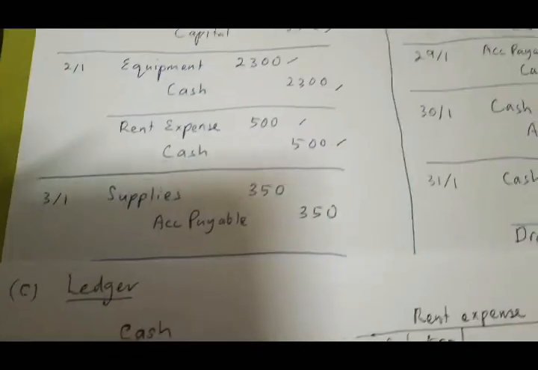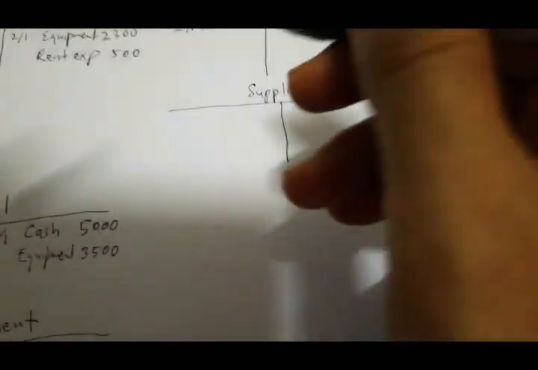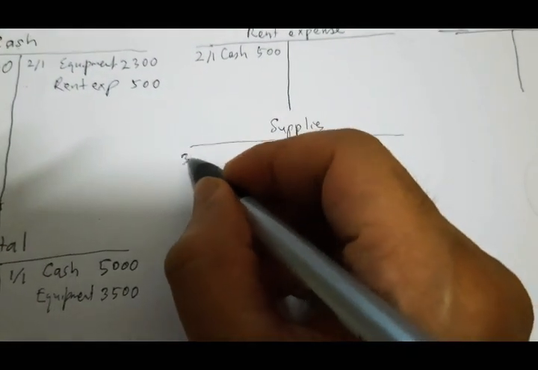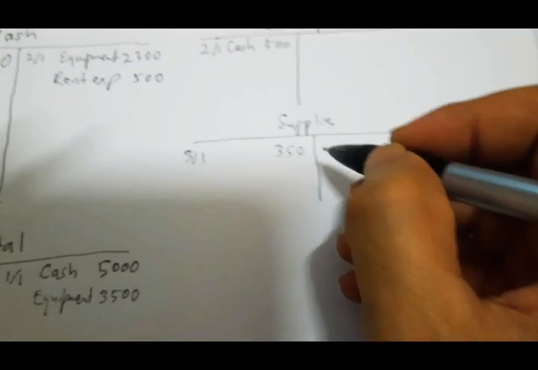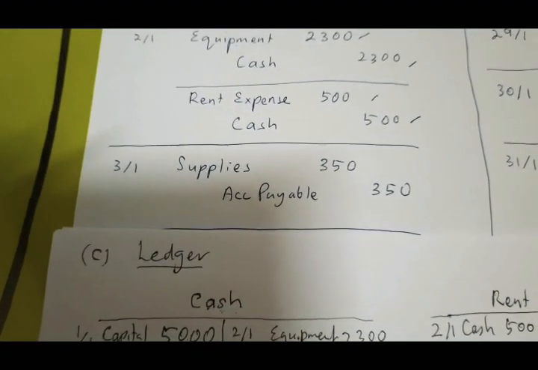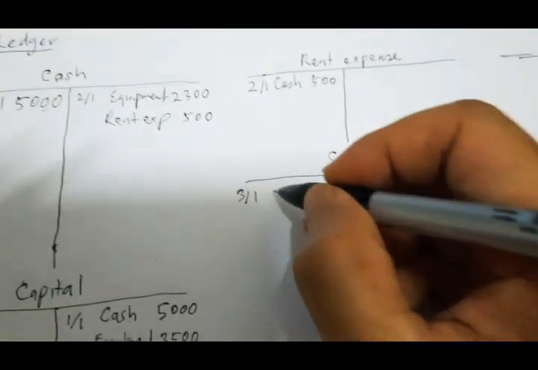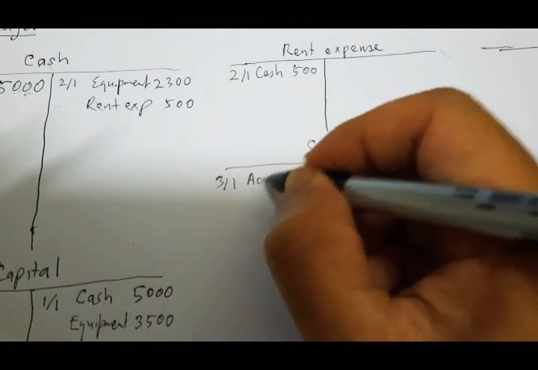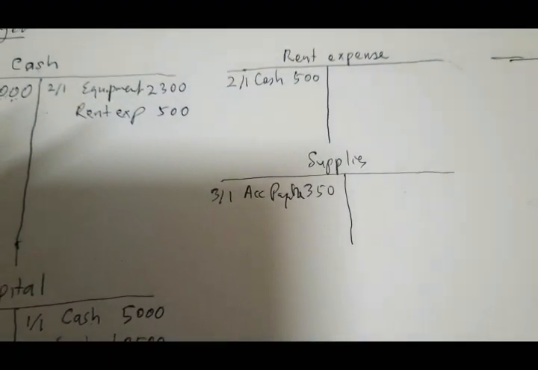Okay, so the entry is debit supplies 350. So this is the account supplies. 3rd of January, account supplies debit 350. Refer to what account? Refer to account payable. So you write here account payable. Okay, account payable.